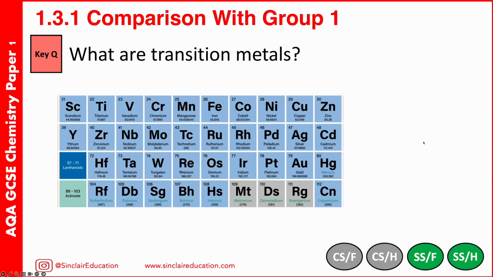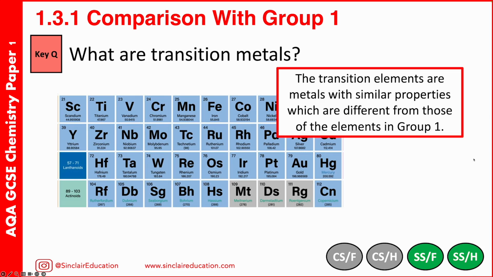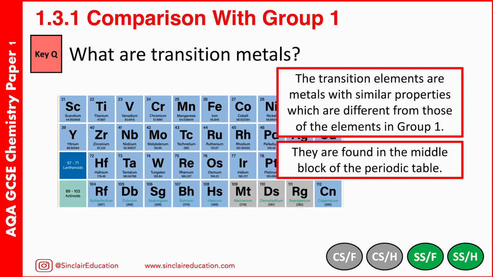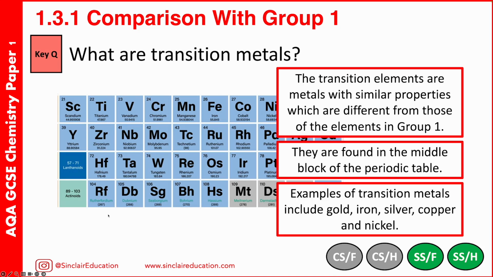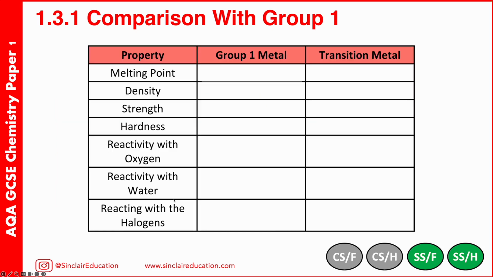In the final section, we're going to look at our transition metals. Now this is content that is for separate science only. Transition metals are metals, and so they do have properties in common with group 1. We find these in the middle block of the periodic table. There are loads of different metals in there like iron, chromium, titanium, gold and silver. Generally, be prepared, you might be asked to compare the transition metals' properties to group 1.